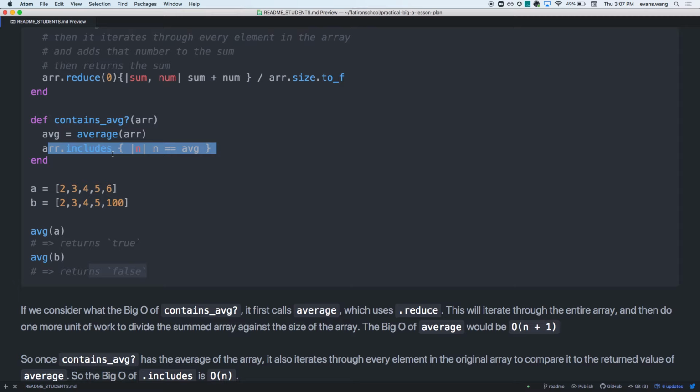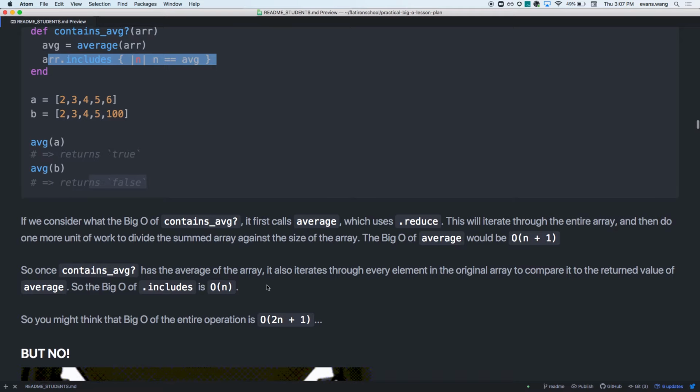So if you're really savvy, the idea is that if you added O of n plus 1 to O of n, you should come up with something like O of 2n plus 1, because there's two n's there, and then you're just adding the 1 to it. All right, so far so good?